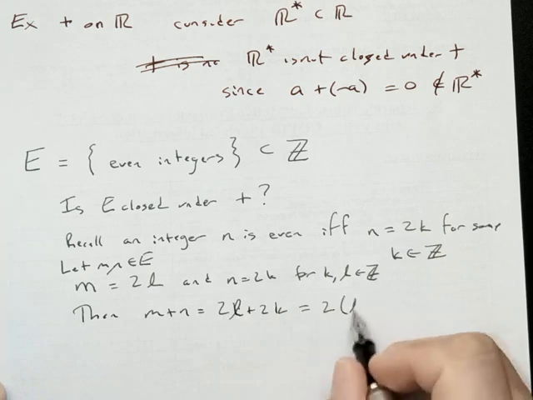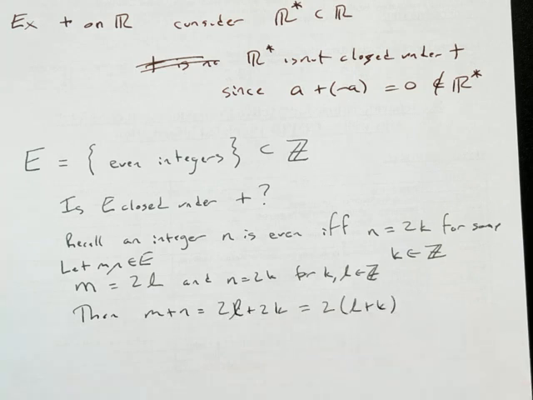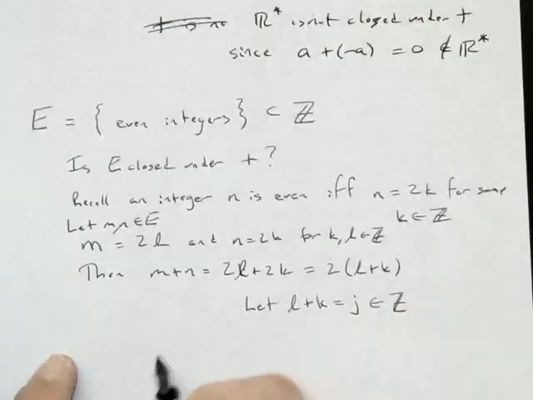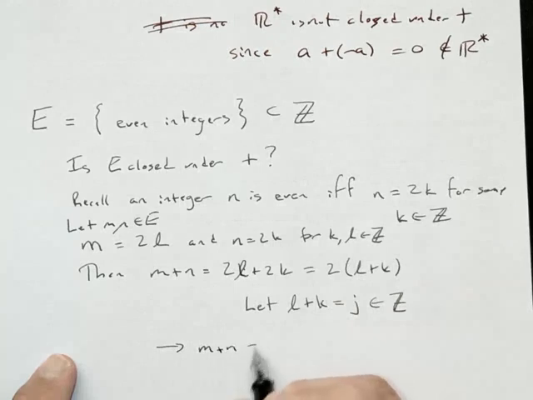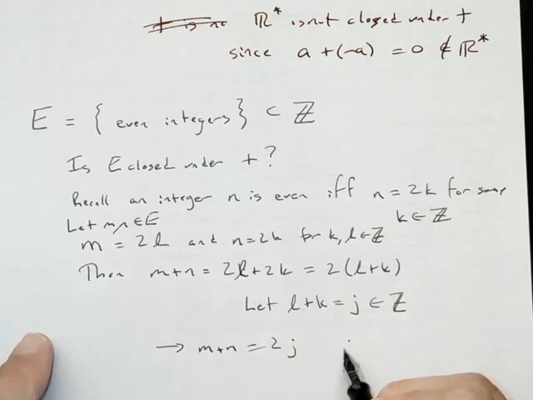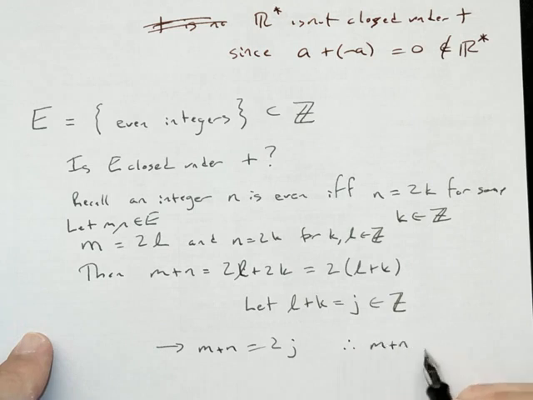And then since l and k are both integers, you can redefine it as j, another integer, because we already know that when you add integers, you get an integer. It's closed in Z. Well, that means that m plus n is 2j, where j is an integer, and that's the definition of being even. Therefore, m plus n is in my set.